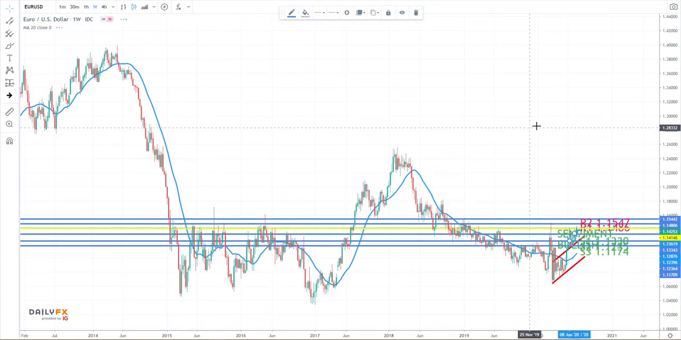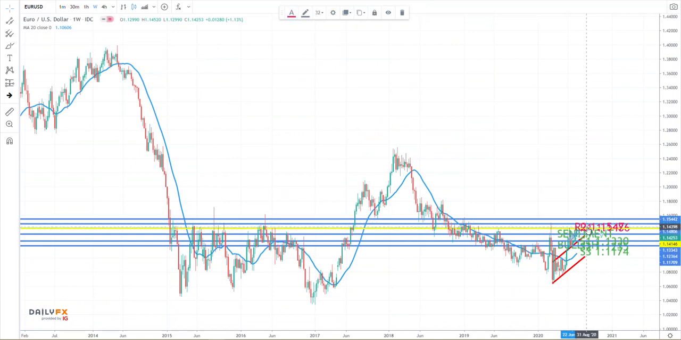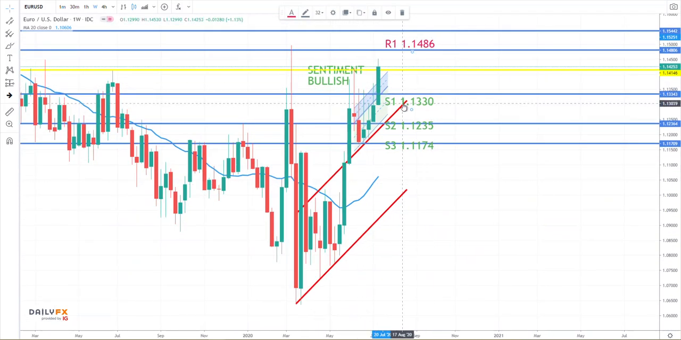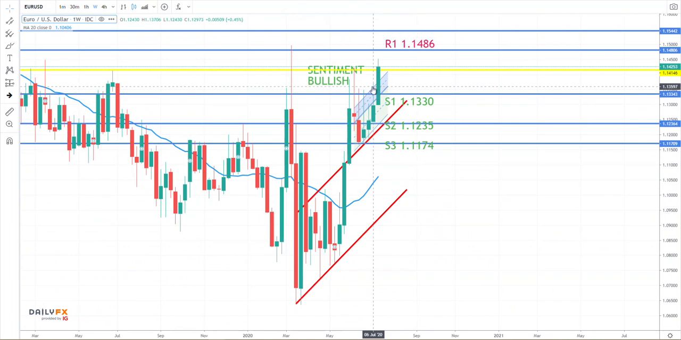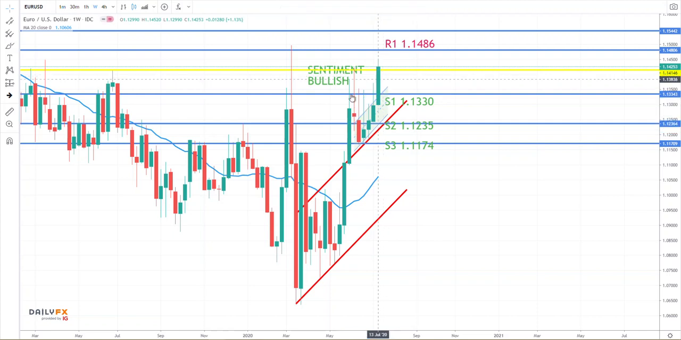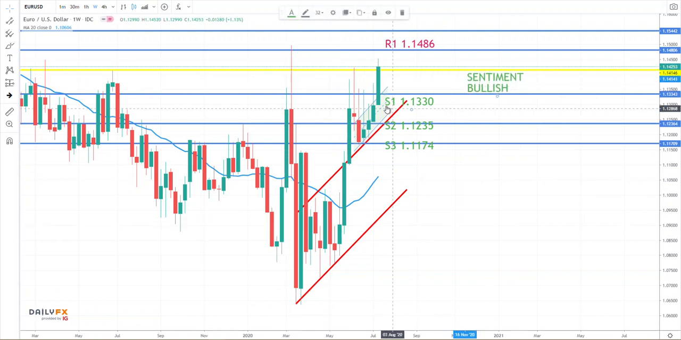Let's go back to the weekly and clear everything off. Let's just get a good view of this weekly candle. There we go. Now, if we look at that weekly candle, that's extremely bullish. We think here, right, this was the old resistance, and price was then forced away. Major whipsaw action, sending the euro right back up.